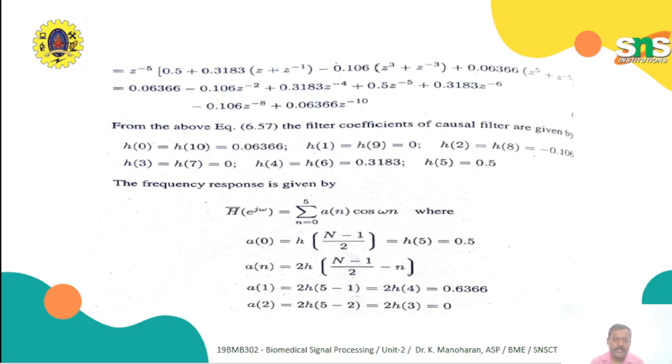Now I am going to find a of 2. Instead of n we need to substitute 2 here. So 2 into h of 5 minus n, where n is 2. So 2 into h of 5 minus 2, and 5 minus 2 is 3. So 2 into h of 3. Look at the h of 3 value, that will be 0. So 2 into 0 will be 0 only.